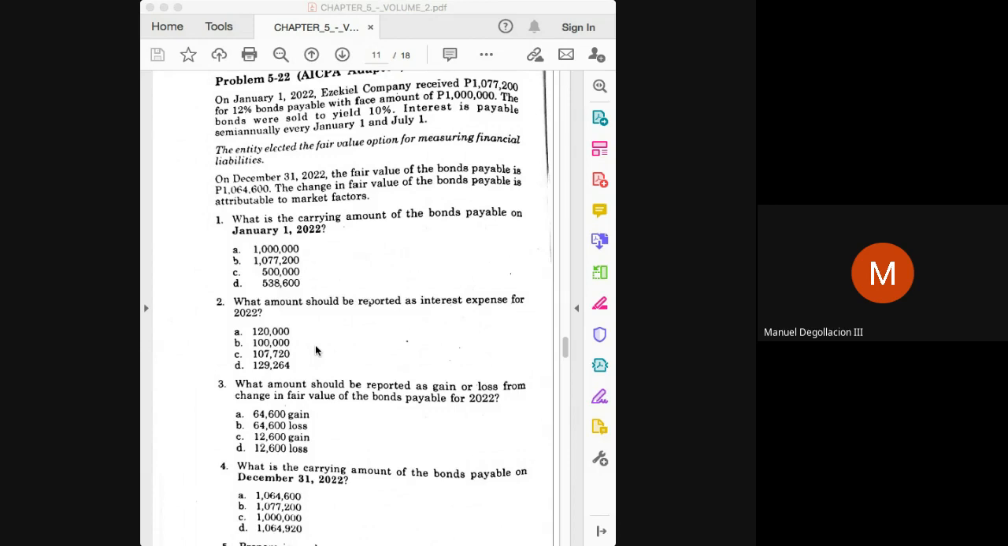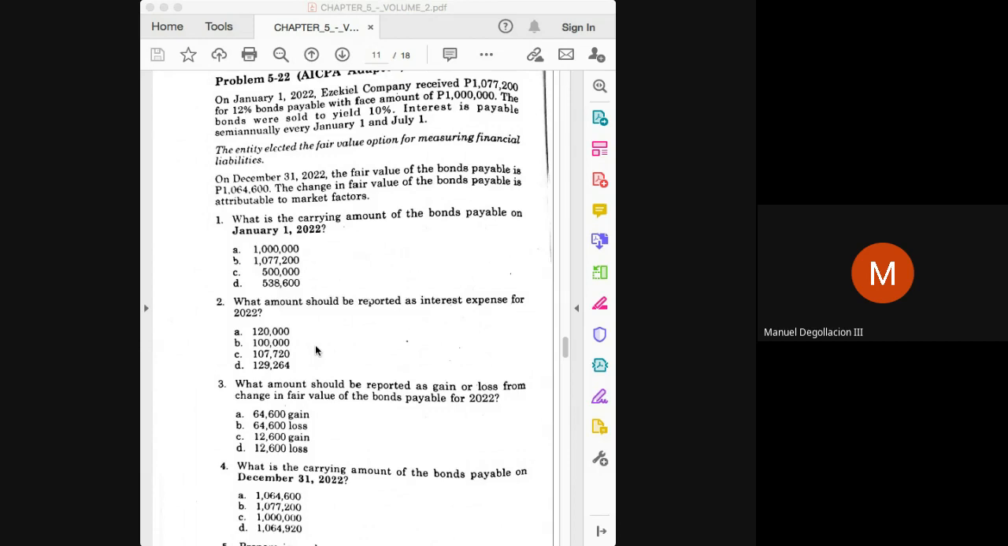Okay, number 3, what amount should be reported as gain or loss from change in fair value of the bonds payable? Again, just compare the previous carrying amount with the carrying amount as of the end of 2022. The carrying amount on December 31, 2022 should be 1,064,600 since that is the fair value on that day. And you compare that with the previous carrying amount of 1,077,200, you will have a difference of 12,600.